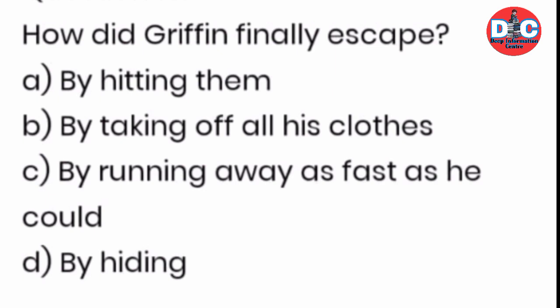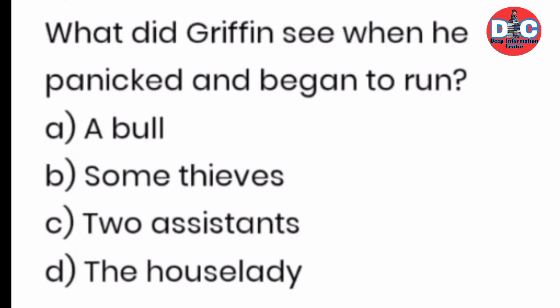How did Griffin finally escape? A option by hitting them, B option by taking off all his clothes, C option by running away as fast as he could, and D option by hiding. The right answer is B option by taking off all his clothes. Next question is, what did Griffin see when he panicked and began to run? A option a bull, B option some thieves, C option two assistants, D option the house lady. The right answer is C option two assistants.